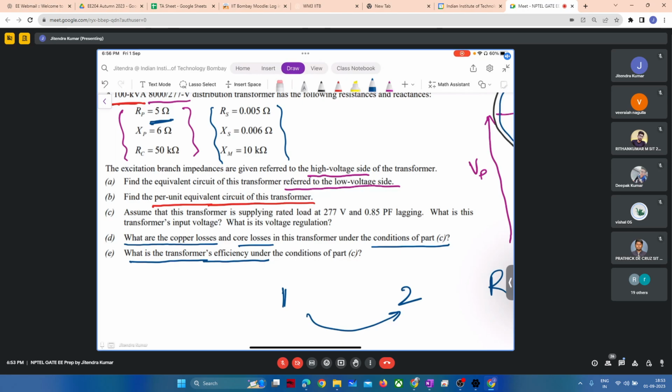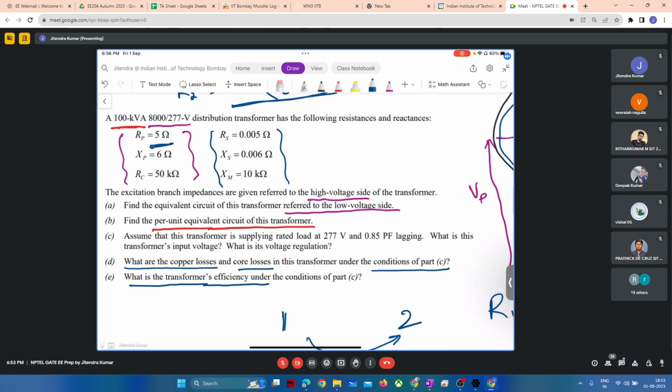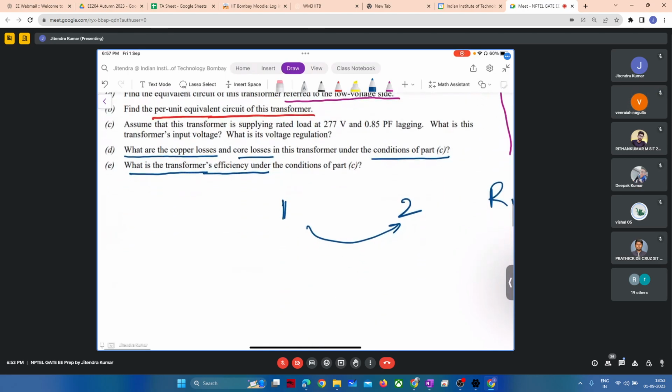That's why I preferred this problem, and some professor can frame this problem as a 2 or 3 marks GATE problem. GATE problems are similar to that, but certainly from the next session, after this one question, I will take 3, 4, 5 marks GATE questions which had been asked in earlier years.